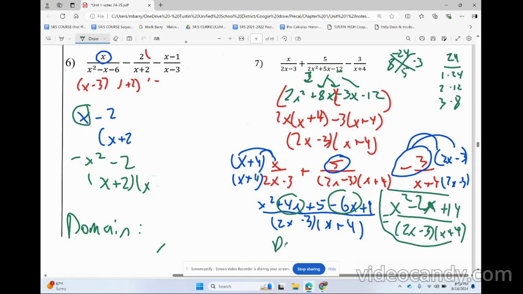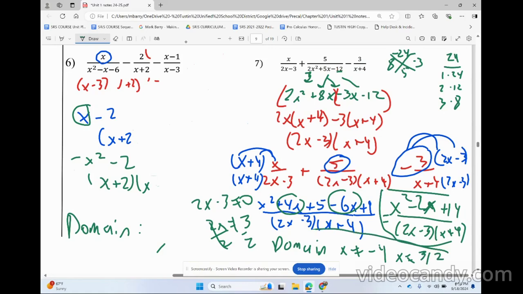Now for domain, you can see in the denominator, I think pretty clearly, x cannot equal -4. The other one may not be quite as clear, so you can say 2x minus 3 cannot equal 0. We would add the 3 over, so 2x cannot equal 3, and then divide by 2. So I would say x cannot equal 3 over 2 for my domain.